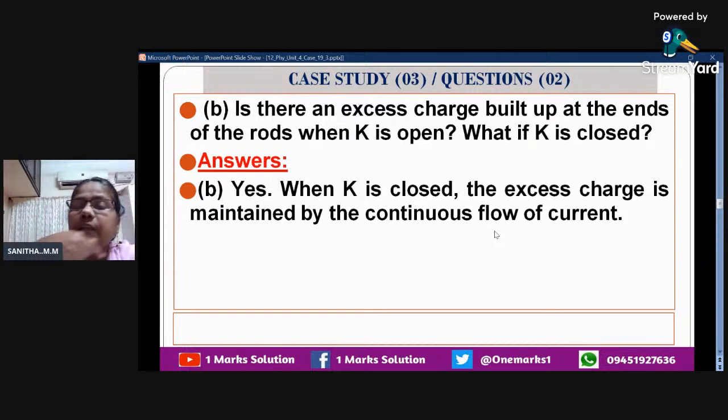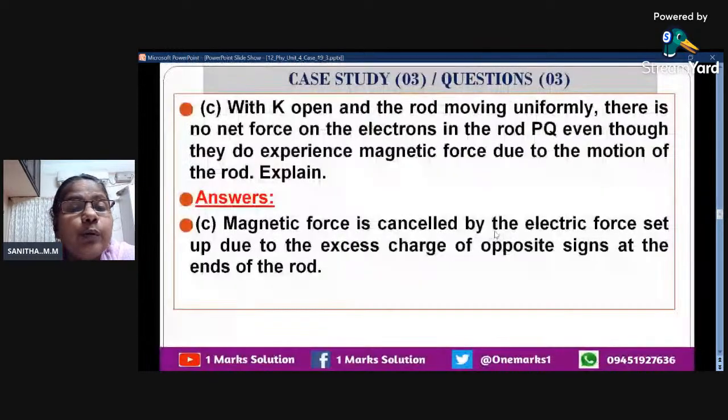The circuit is closed and the charge will be flowing through the circuit, so a continuous flow of current will be there. That is very important. When K is open also, the induced EMF will be there and charges will be accumulated there. If it is closed, we will get a continuous flow of current. Now let us move on to the next question.